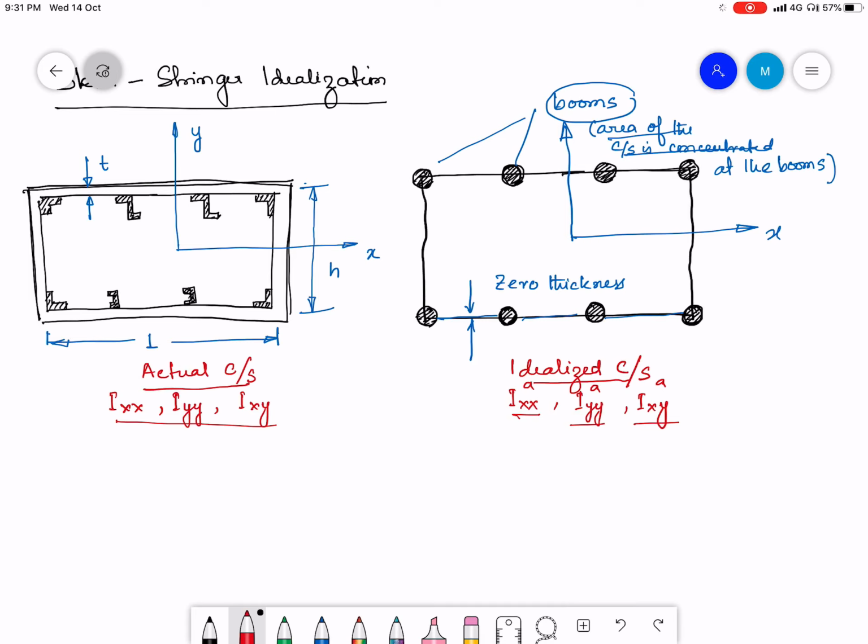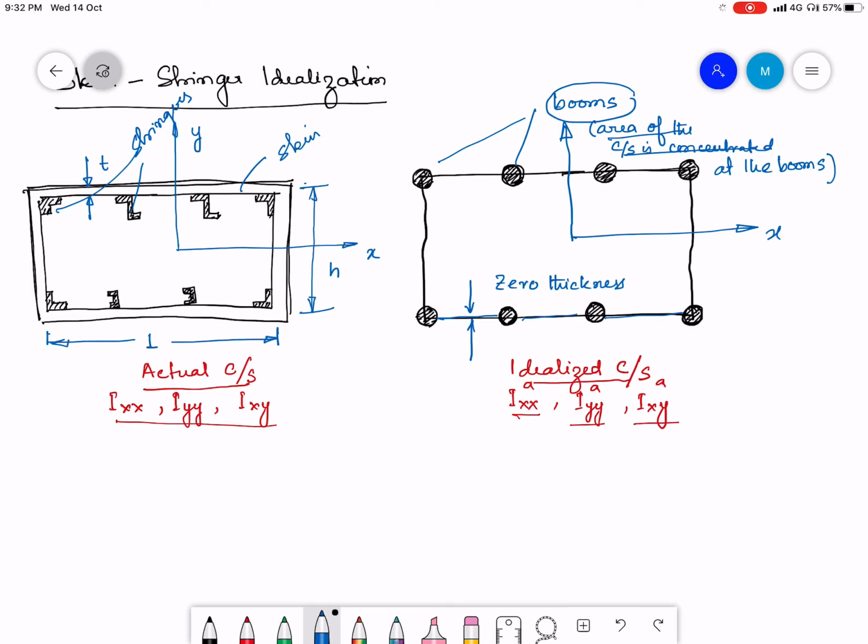Now, what is our job? The problem statement that we need to solve in this topic of skin-stringer idealization is that you will be given a cross section with stringers and skin, and you need to idealize it with the boom-skin configuration. I forgot to say that these are the stringers or spars or whatever, and this is the skin.